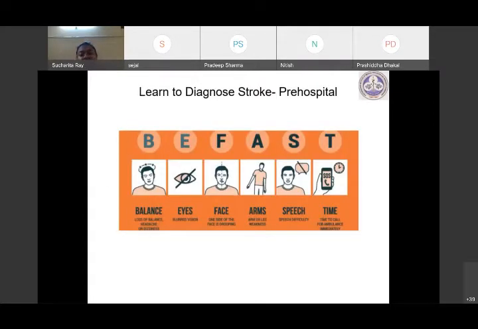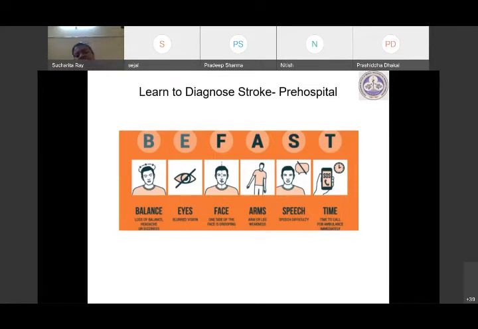Now, the BFAST algorithm was actually developed to diagnose stroke in the pre-hospital area. It is asked of you residents to know the components of BFAST. Originally, it was FAST. B and E were added later. But basically, its main intention is to alert the peripheral people, the emergency personnel in other countries, and primary caregivers in our country to be able to find out that the patient might have a stroke.